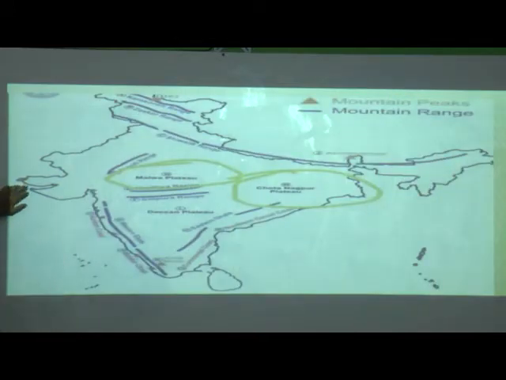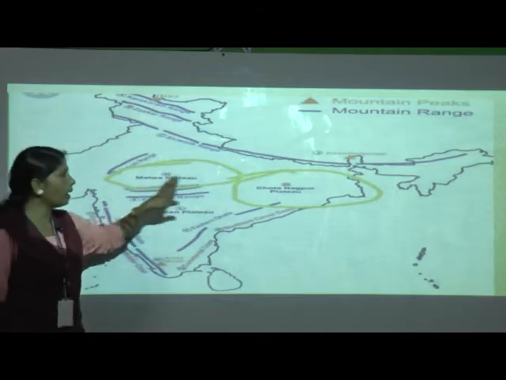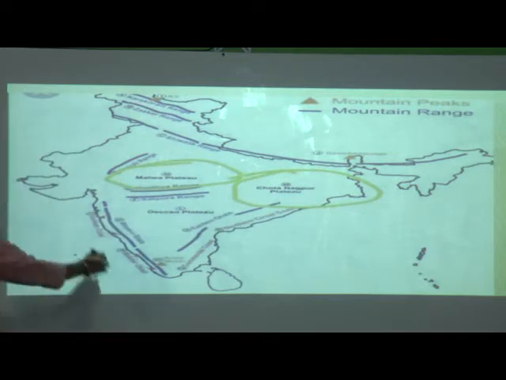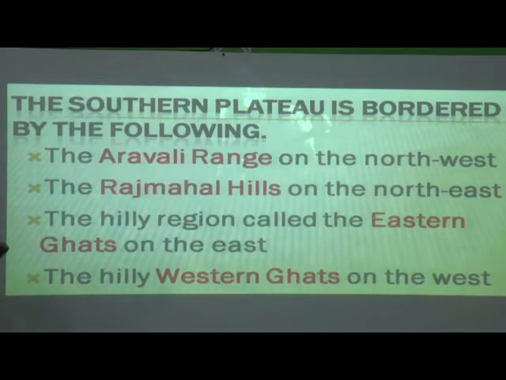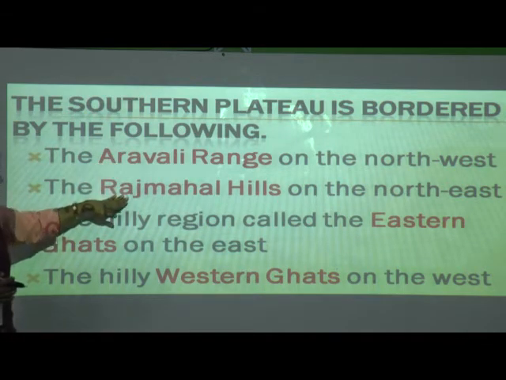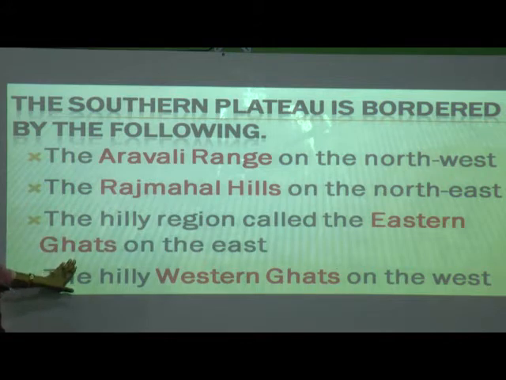Now on this India map I am showing the Malwa Plateau and Chotanagpur Plateau, these are the two ranges. It covers a large part of India, correct? The place is rocky and uneven, it is not flat. Now the Southern Plateau is bordered by the following: the Aravalli Range, Rajmahal Hills and Eastern Ghats on the east, and Western Ghats on the west side.